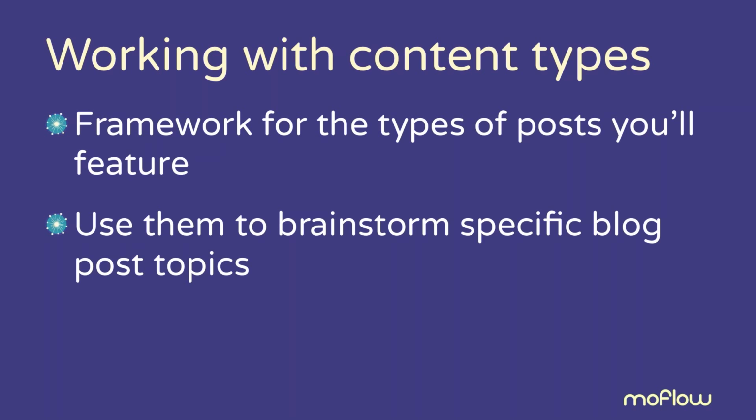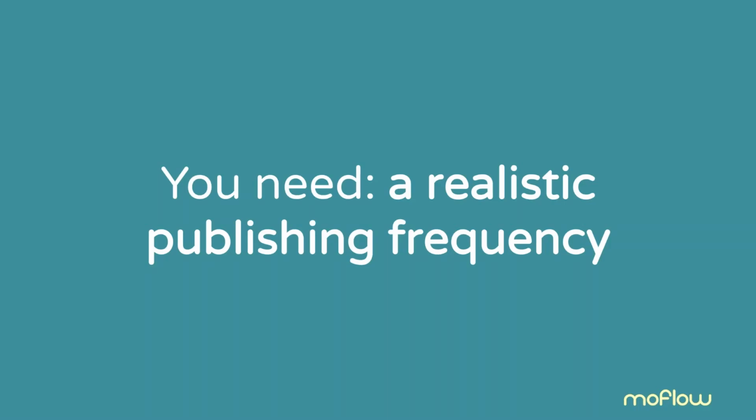So you can see how putting a little thought in at the beginning allows you to suddenly brainstorm 5, 10, 15, dozens of blog post topics with one content type. So you'll choose your mix of content types that make sense for your subject area and your blogging goals and brainstorm from there. All right, something else that you need in order to keep blogging manageable is a realistic publishing frequency.